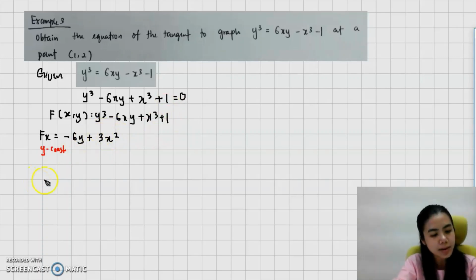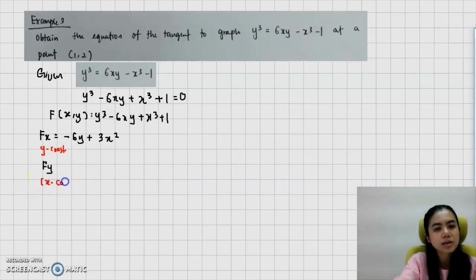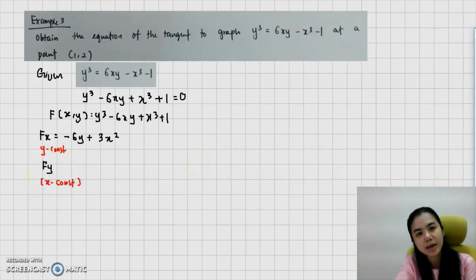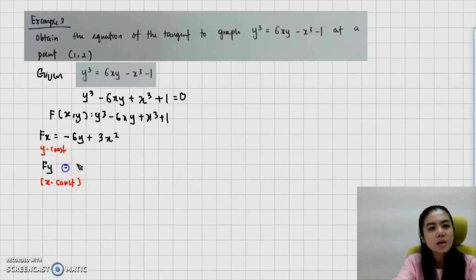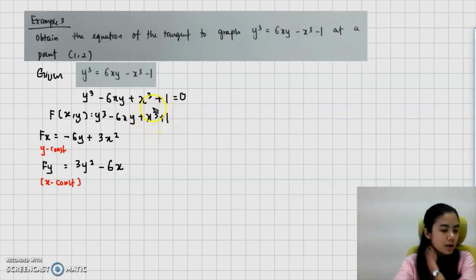Followed by fy. For fy, we treat x as constant. Again, you're going to refer here. Differentiate this, you have 3y squared. Differentiate this, you have 6x. Differentiate this, you have 0. Differentiate this, you have 0. So that is our fy.